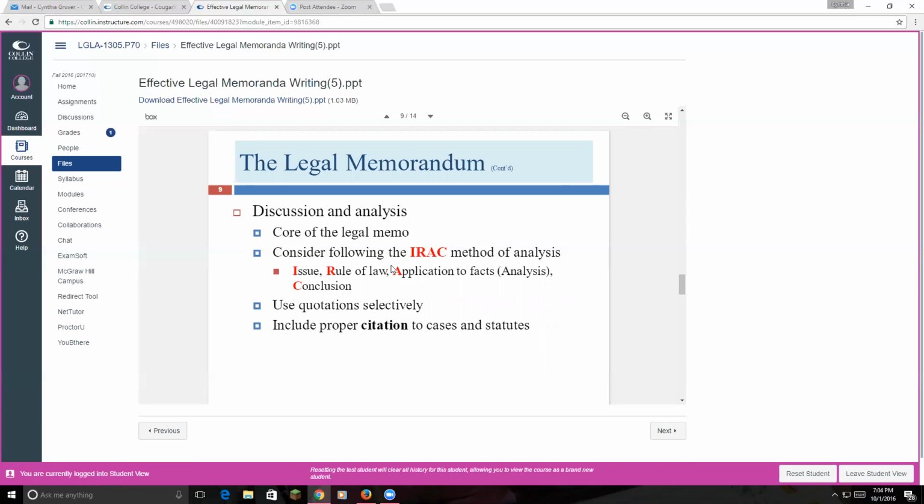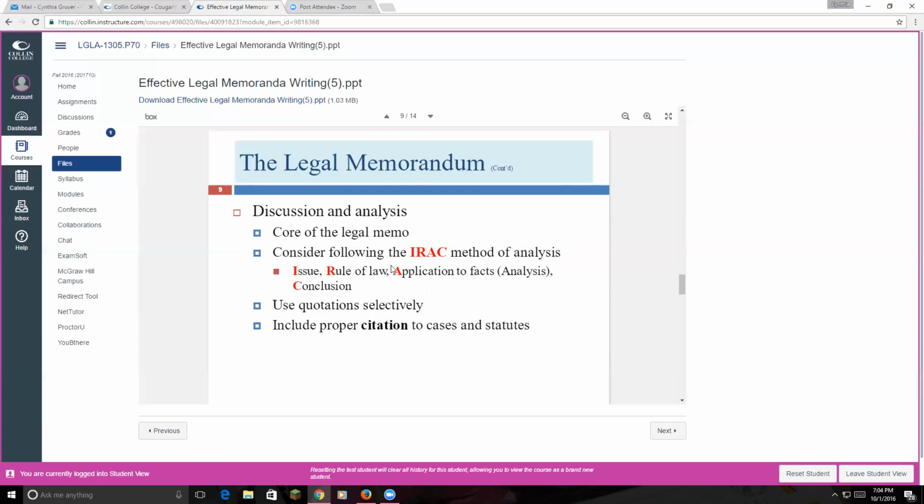You can have awesome facts, you can have awesome questions presented, you can have awesome brief answers, and if you don't do a good job on the discussion section, you have not had an effective memo. If you nail the discussion section, but your other sections are weak, you're doing great. This is the make it or break it section. Everything else is of much, much less importance.